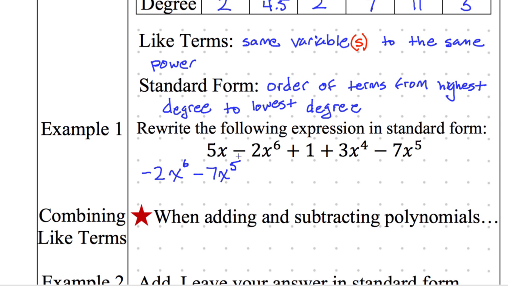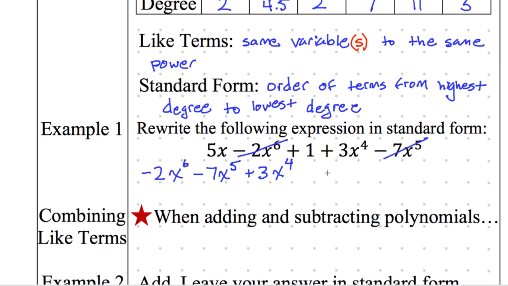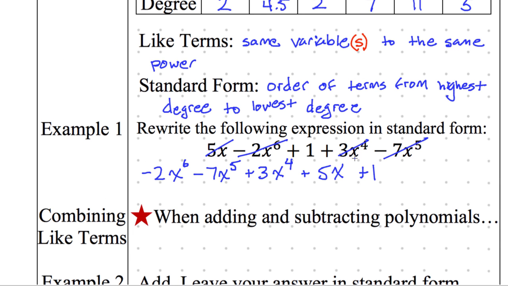What's next? So we just did this one and that one. What's next? Eva? Positive 3x to the 4th. So we've gone degree 6, degree 5, degree 4. Thank you, Eva. What is next? Stego. Plus 5x. There we go. So that's crossed off. That's crossed off. And last but not least, we have what, Gio? Plus 1. There it is. We wrote it in standard form. And I forgot to give Stego her XP, so there it is. There it is in standard form.